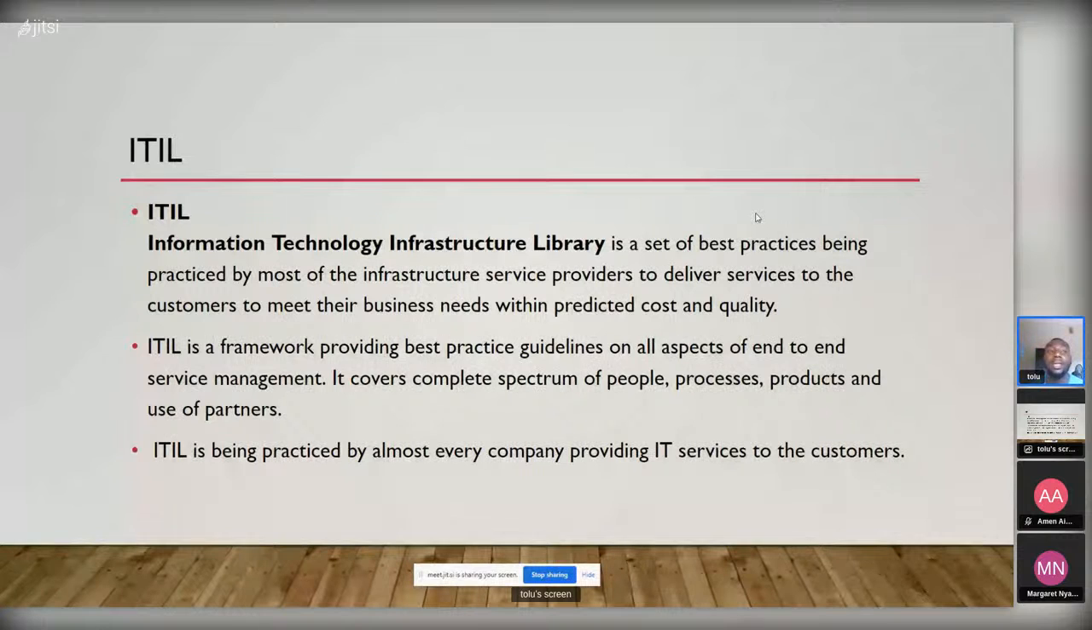The way if you want to manage any projects or product management, you use agile methodology or the waterfall method, that's the way you use ITIL. So ITIL is a framework for service managers. ITIL is an acronym for Information Technology Infrastructure Library. It's a set of best practices being practiced by most infrastructure service providers to deliver service to the customer to meet their business need within predicted cost and quality.